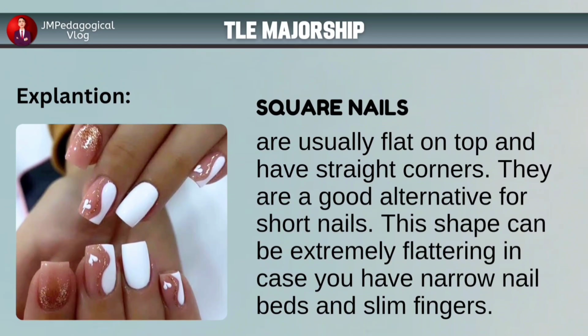Explanation. Square nails are usually flat on top and have straight corners. They are a good alternative for short nails. This shape can be extremely flattering in case you have narrow nail beds and slim fingers.